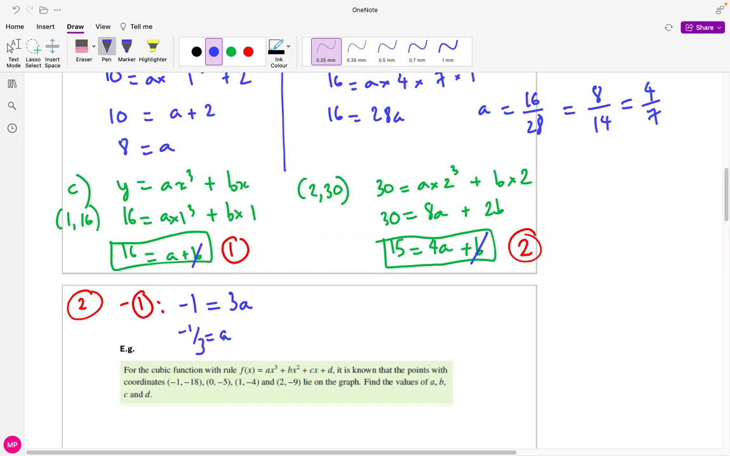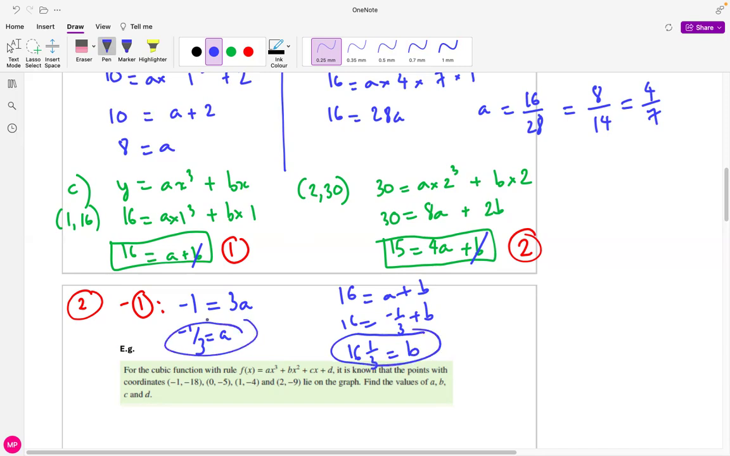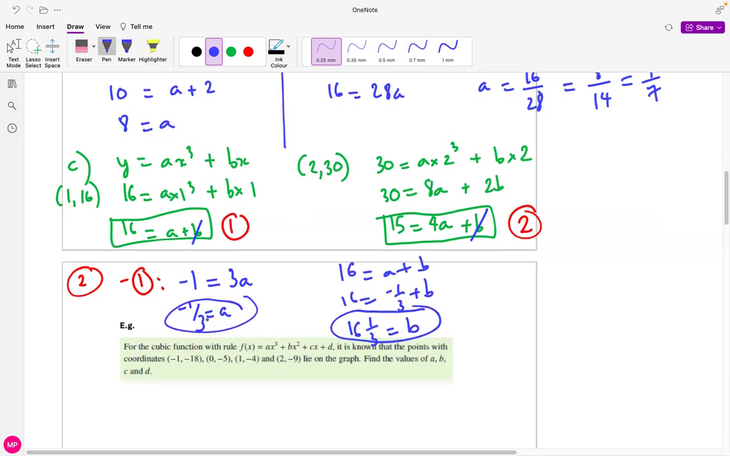Then to solve for b, you just sub it back in. I have 16 equals a plus b, so 16 equals negative 1/3 plus b. Then you move negative 1/3 over by adding it. So 16 and 1/3 equals b. So this is how you get a and b by solving simultaneously.